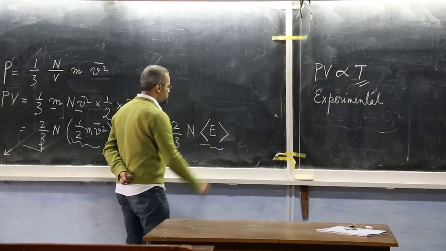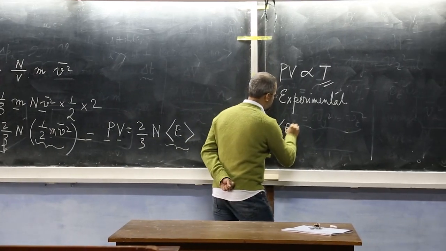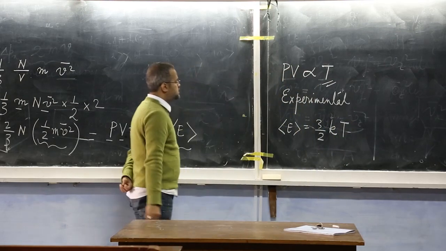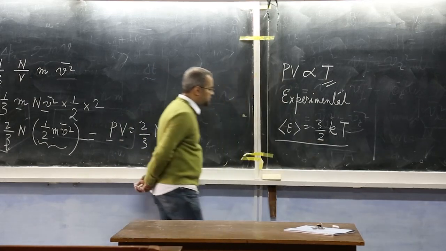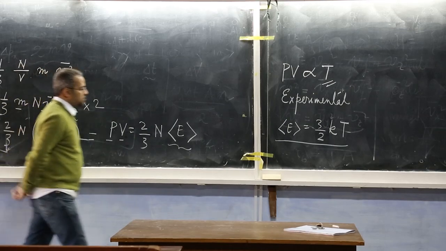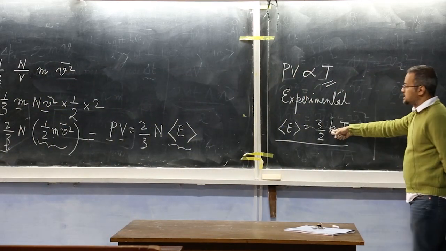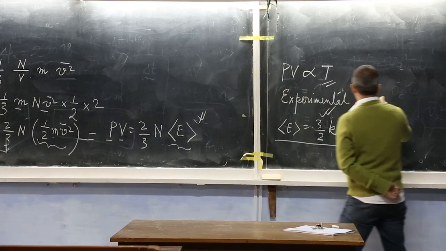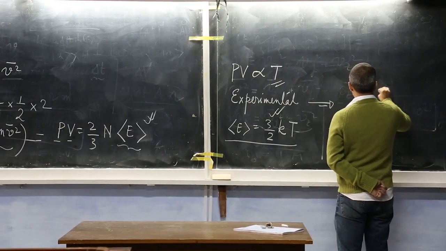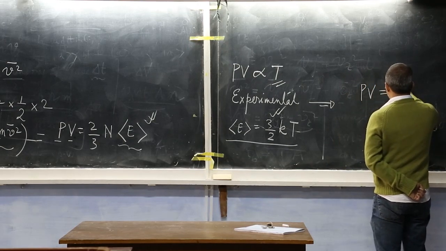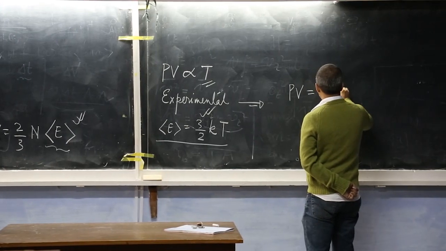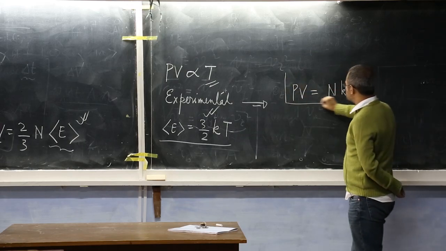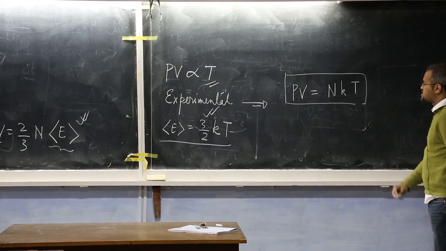Now we can simply do it by taking this average energy to be 3/2 times some constant K times T. So if I actually make this as an assumption, where K is some universal constant, it turns out to be the Boltzmann constant, then using this and this, you immediately have PV equals NKT, where N is now the total number of molecules. Now this is exactly what the gas laws give us.